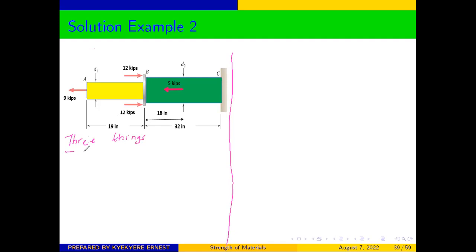The first one is area. So if it is cylindrical, then once the diameter changes, the area is going to change. And the second one is material.